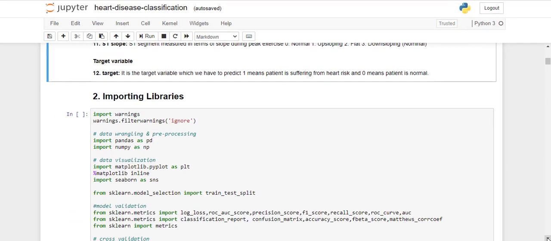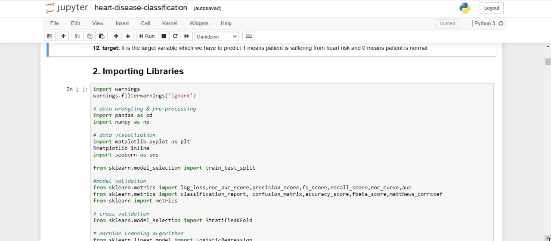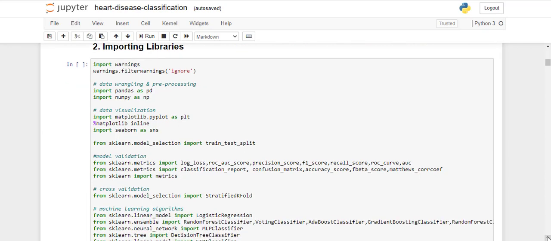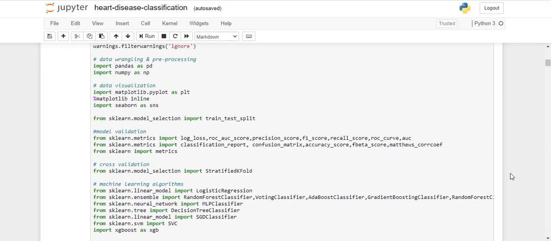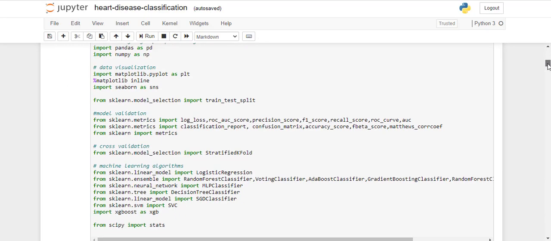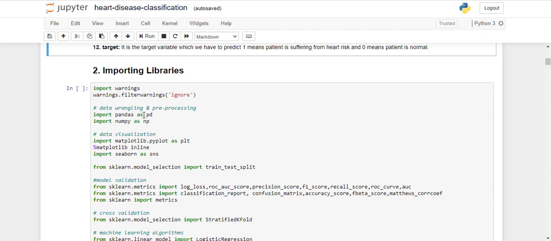So this whole notebook is available in my Git repo, and the link for that is already shared in the video description. So no worries for the code. I'll explain everything line by line, cell by cell. And in the importing part, I have also commented which library is used for which purpose. For example, pandas and numpy are generally used for data wrangling and pre-processing. For visualization, I have used two libraries, matplotlib and seaborn.